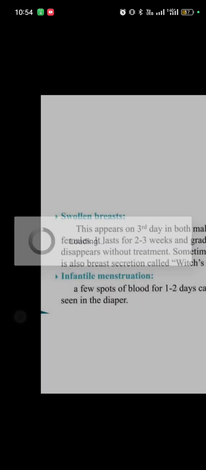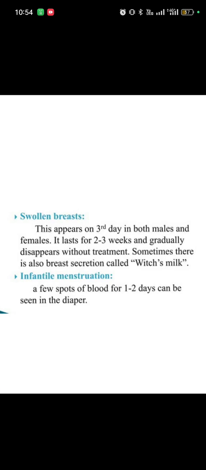Next, the endocrine system. During pregnancy, the maternal hormones cross the placenta to the baby. After the birth, these are withdrawn or cause some abnormal phenomena like swollen breast and infantile menstruation. Swollen breast appears on the third day in both males and females. It lasts for 2 to 3 weeks. Gradually, it will disappear without any treatment.